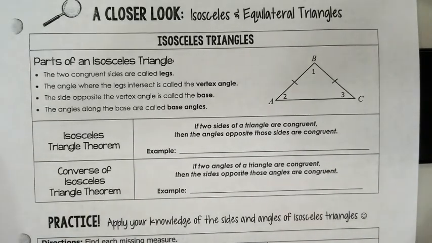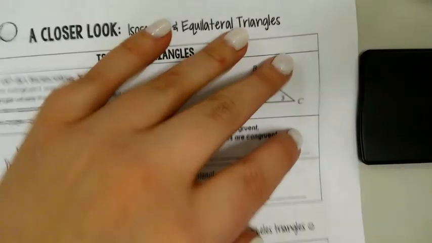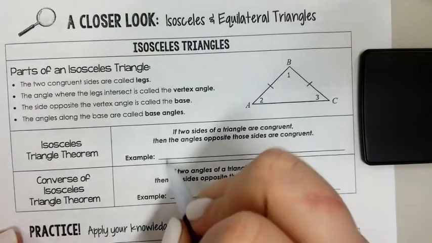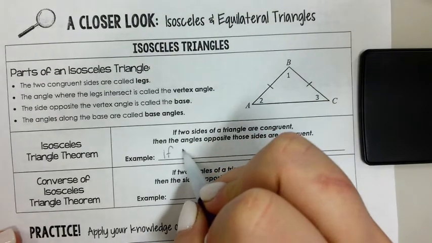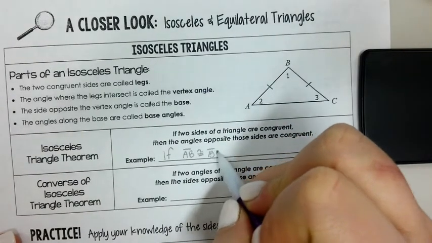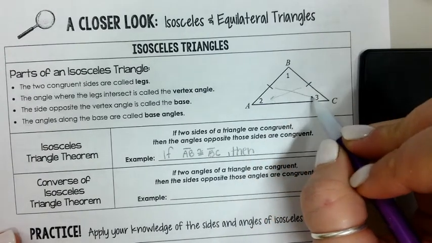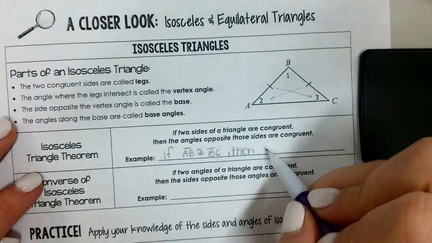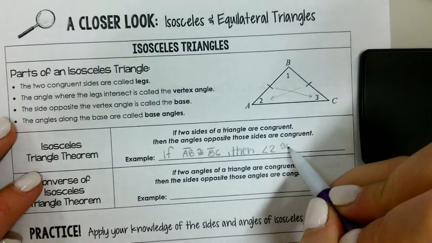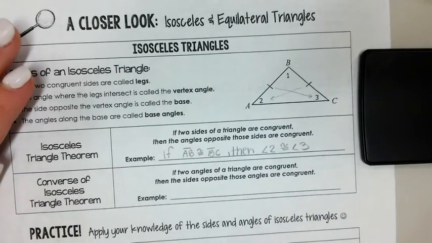Okay? So the isosceles triangle theorem says if two sides of a triangle are congruent, then the angles that are opposite those sides are also congruent. So what does that mean? It's if side AB is congruent to side BC, then the angles that are across from them are also the same. So that means that angle 2 would be congruent to angle 3.